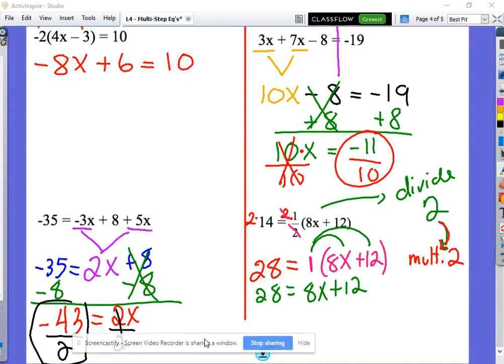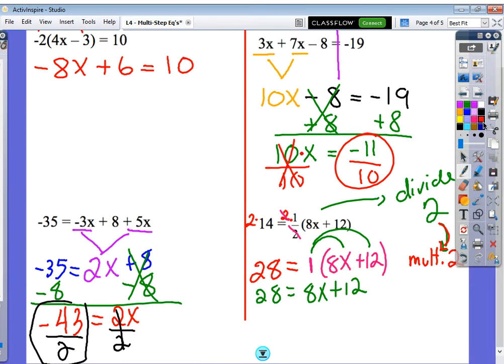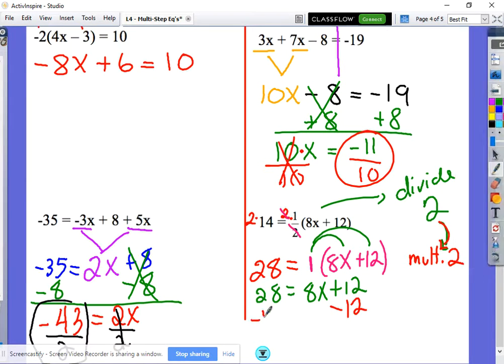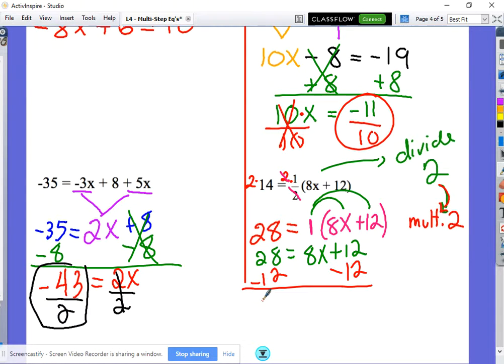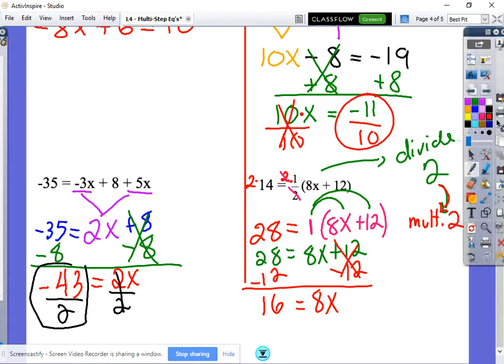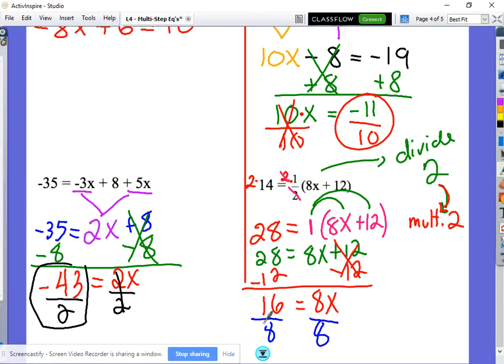And so now we're going to go ahead and start solving our equation. We're going to subtract 12, subtract 12. So you're left with, at this point, we're subtracting 12. So that's going to give me 28 minus 12, 16. So 16 equals 8x. These are gone. And then last but not least, divide by 8. Divide by 8. Cancels out. What is 16 divided by 8? 2. So x equals 2.